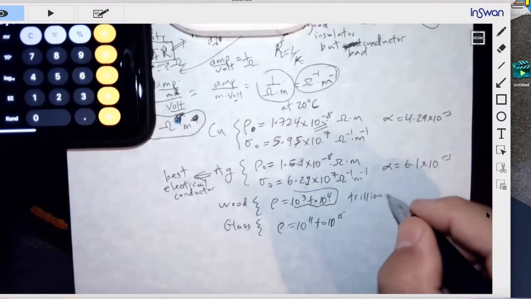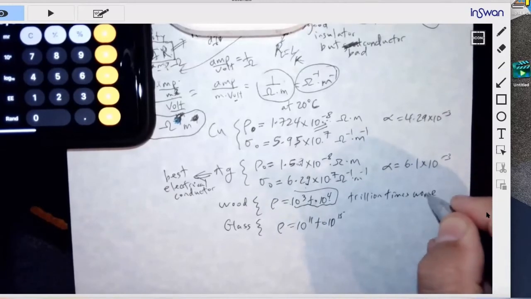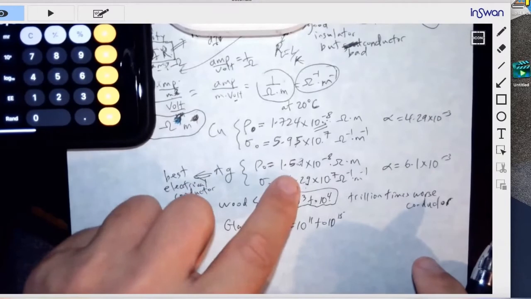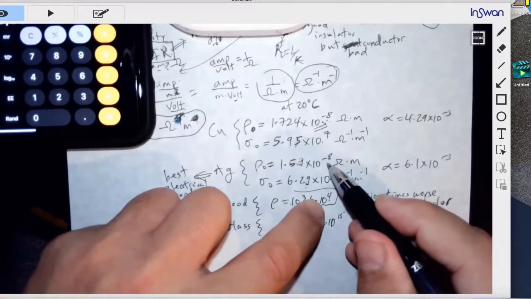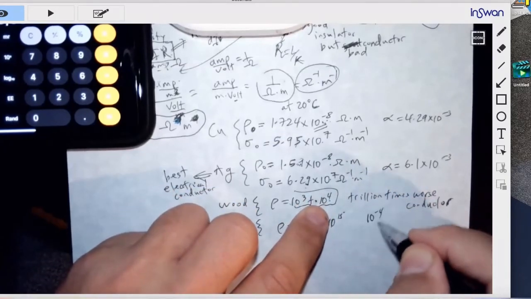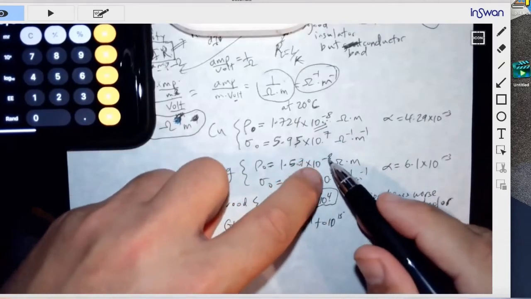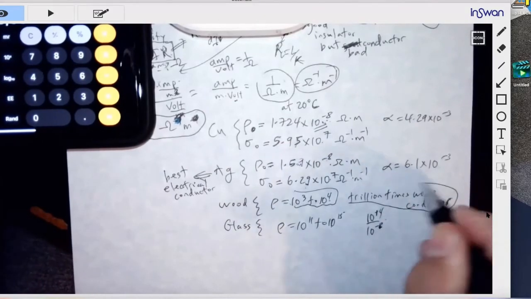Wood is like 1 trillion times worse conductor than copper or silver. Just by doing power of 10, because 10 to the 4th divided by 10 to the minus 8 is 10 to the 12th, right? In other words, the order of 10 that you have to go from here to here is 12 orders. So trillion times worse conductor.